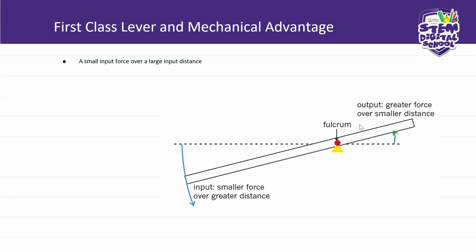So what is the mechanical advantage of this? Is it less than 1 or greater than 1? What is the mechanical advantage of this system? Would you say it's greater than 1 or it's less than 1?